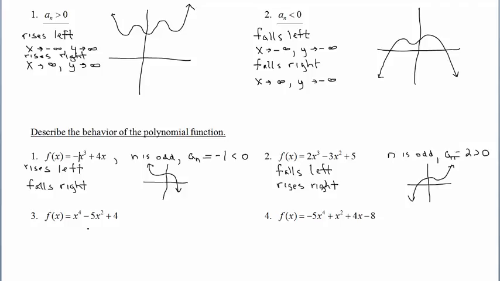Let's look at example 3. N is even, it's 4. A sub n is positive 1, which is greater than 0. If the highest exponent is even, it's like an upward or downward opening parabola. If a sub n is positive, the behavior of the graph looks like this. So to describe the behavior, it rises left and rises right.